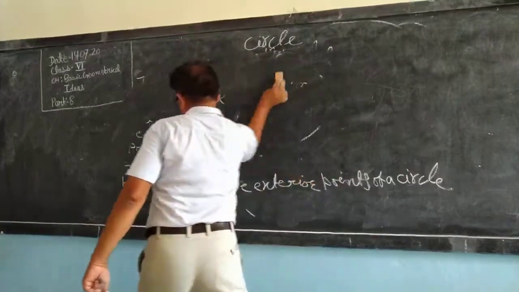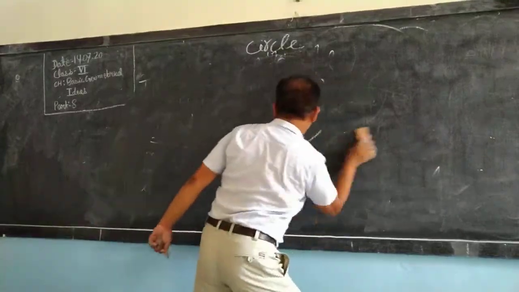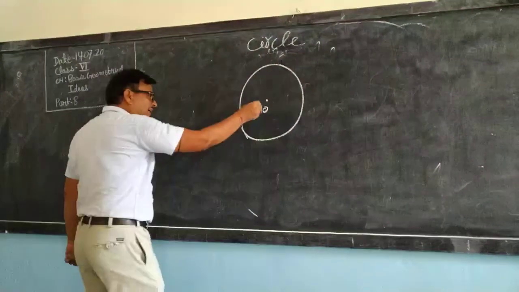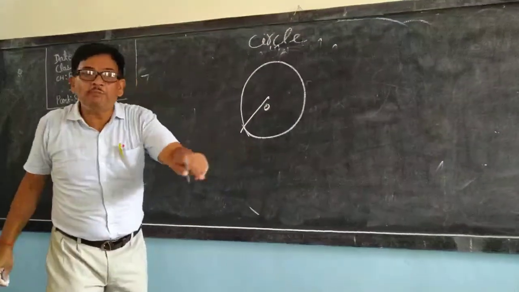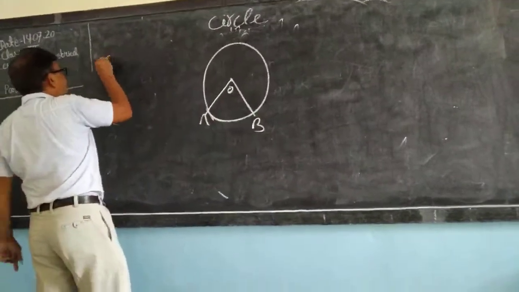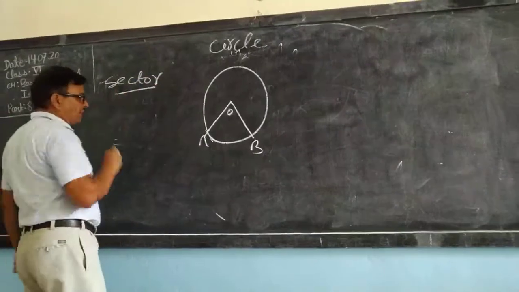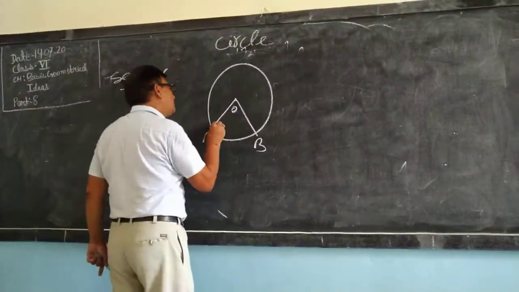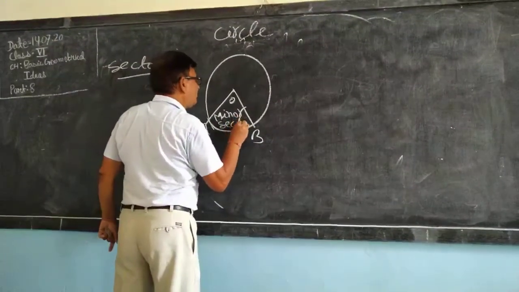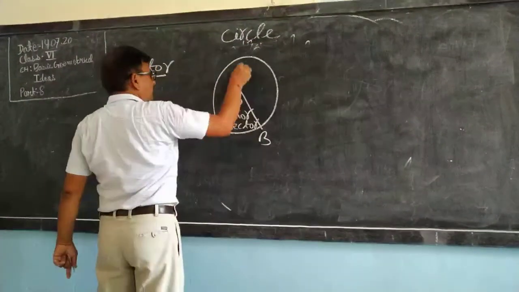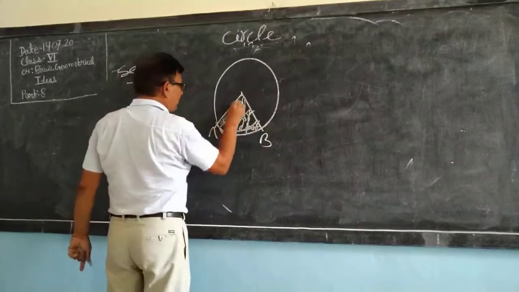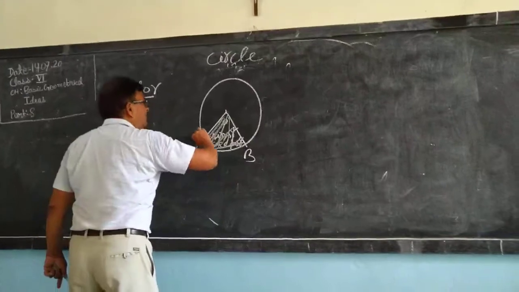Now next, sector. What is a sector? You have seen O is the center of the circle. When two radii, radii is the plural of radius, OA and OB. There are two parts of the sector. AOB is the minor sector, the smaller part. And this is called the major sector.